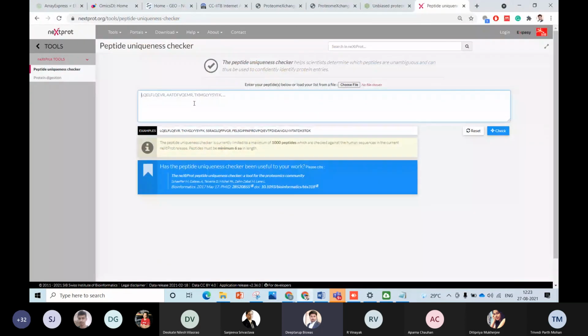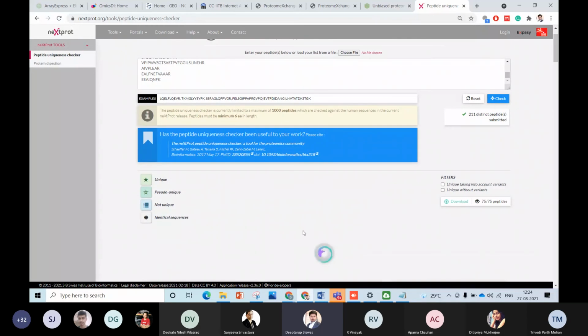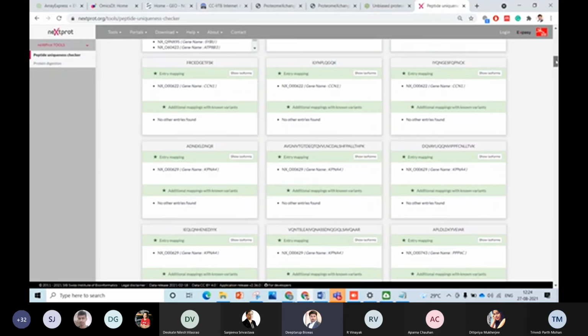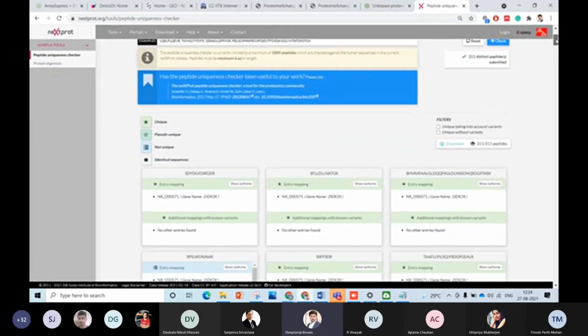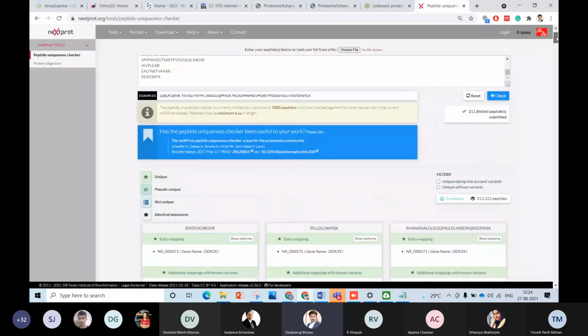So I will select the whole list of peptides, paste it over here, and then click check. The tool is this simple, and you can see it is analyzing, and then it has given all the information available. For 10-15 peptides, we can see it manually and visually. But when the number is more than 100, it is better to download the data. So this is the output file that it will download.